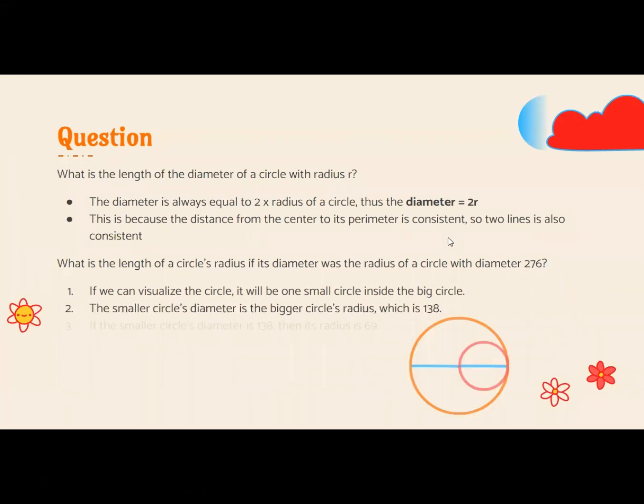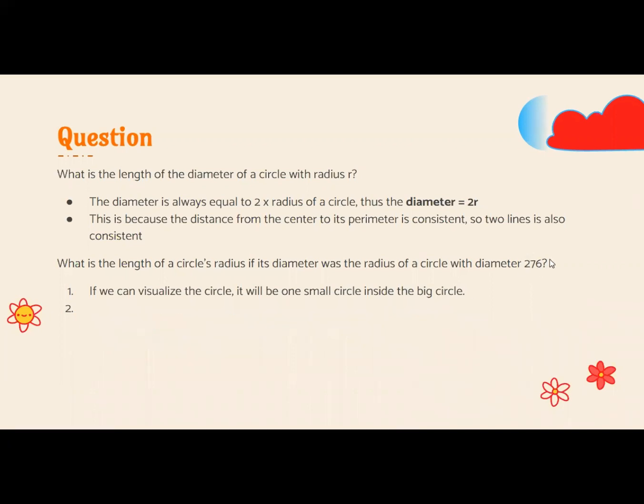Okay, let me find the circle. So it will look like this. We have one big circle with diameter of 276. This is the blue line. The circle's diameter is the radius of this circle, so it's going to be like this. The radius of the bigger circle is the diameter of the smaller circle. So this is the diameter of the smaller circle, which is the radius of the bigger circle. And the question asks for the radius of the smaller circle. So you just have to find basically 1/4 of this.